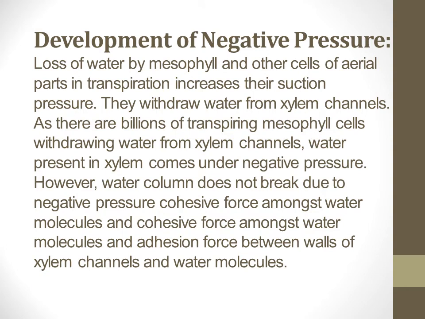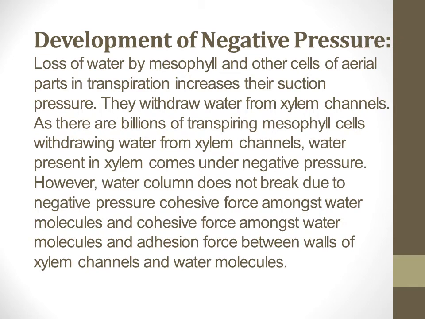Now the second point that you need to discuss while explaining this process. This is how this negative pressure develops. Children, you can simply write what I have explained to you in the previous slide, but let's study it in detail. Loss of water by mesophyll and other cells in the aerial part during transpiration increases their suction pressure. What is this? Suction pressure, matlab suck karne ki capability. So this suction pressure increases. Why? Because transpiration is increasing. Jaise jaise transpiration badhti jayegi waise hi suction pressure bhi badhta jayega.